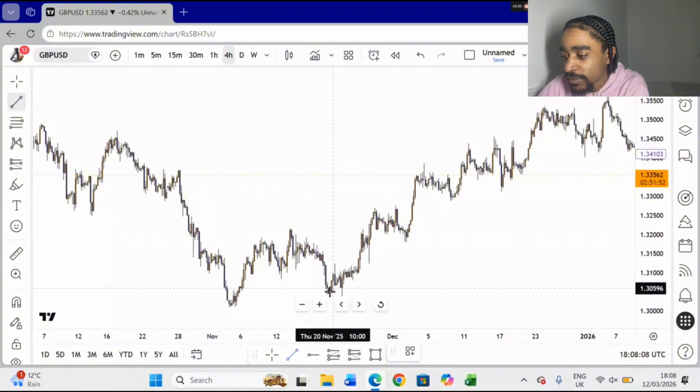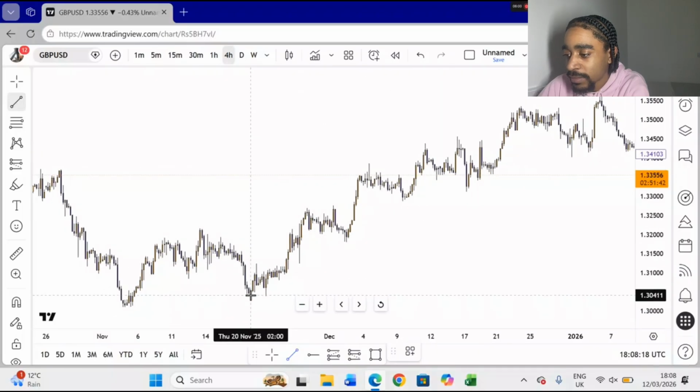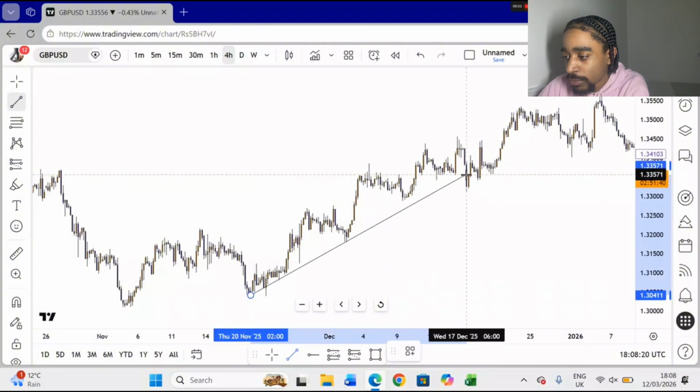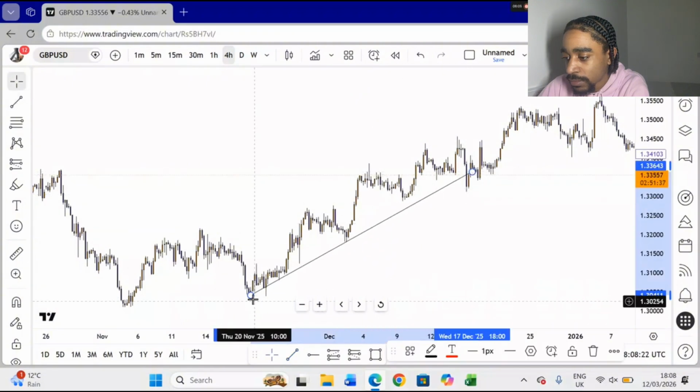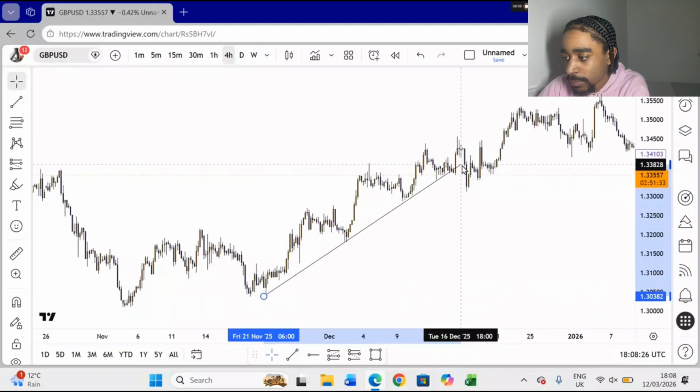So this is the reset. As you guys can see, we tried to go higher, but then just completely broke it. And then higher high, higher low, higher high, higher low. So this looks like it's respecting it. So I'm going to draw the trend line over here. No, maybe use this point and this point.